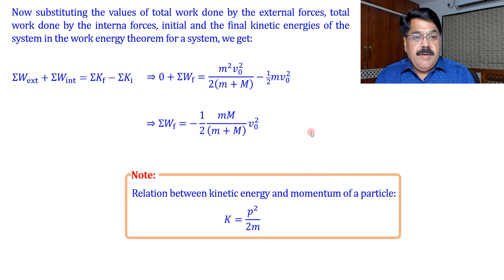M plus m. Again momentum is conserved, so final momentum was equal to initial momentum, so we can write initial momentum square upon twice of mass. So this way we can simplify our idea. Now let us discuss the next example.